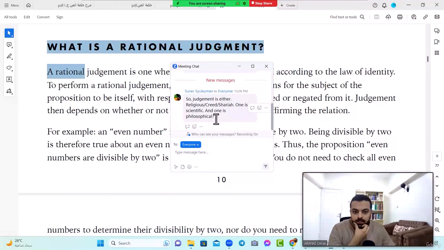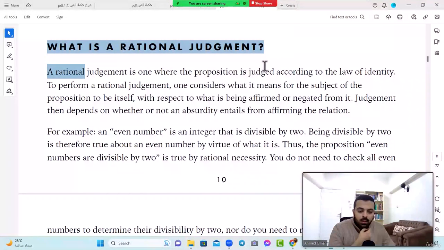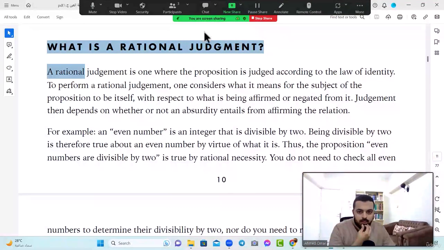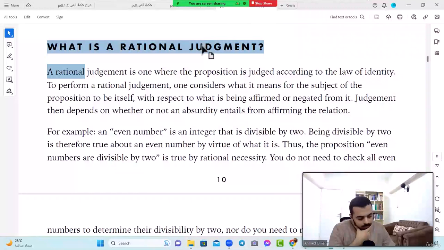I think there's a question in the chat. I can read it out. Yeah, sure. Read it. Judgment is either religious, creed, sharia. One is scientific and one is philosophical.